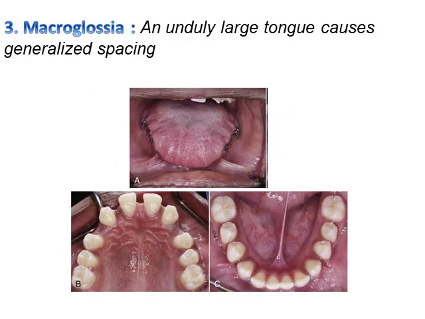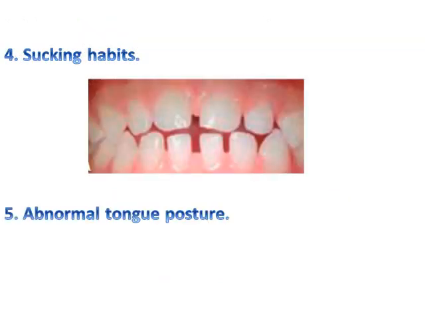Number three, macroglossia. A very large tongue causes generalized spacing, so the lateral border of the tongue shows indentations. Treatment is not advisable unless the malocclusion is gross. If malocclusion is gross, partial glossectomy or excision of a wedge of tissue from the tongue can be advised. The other causes: number four, sucking habit may also cause generalized spacing. Number five, abnormal tongue posture may also cause generalized spacing.